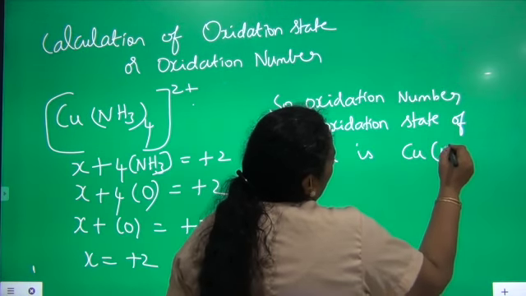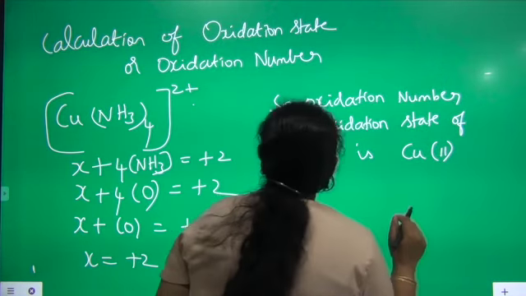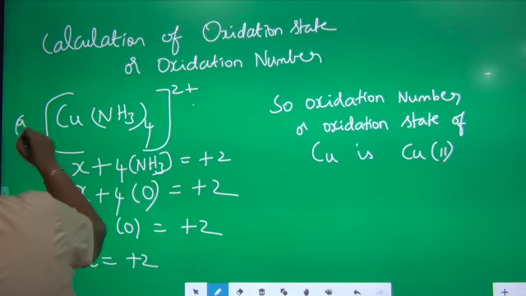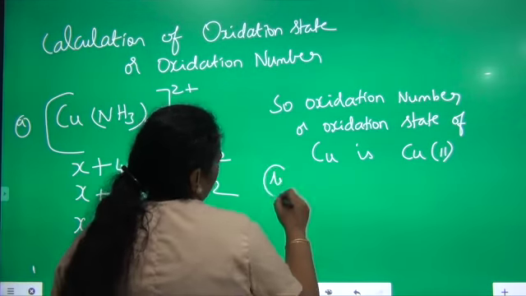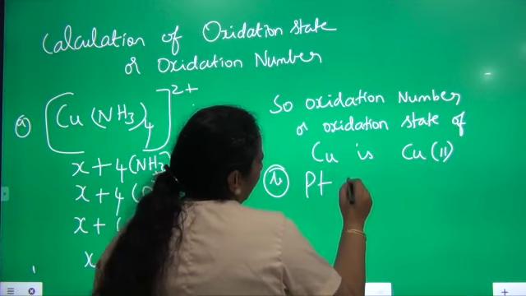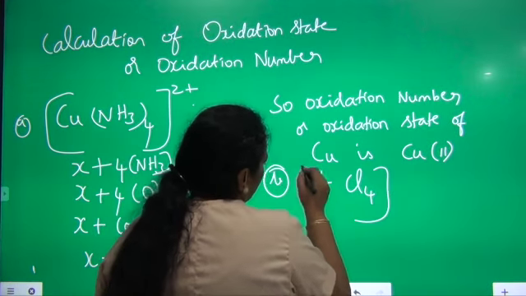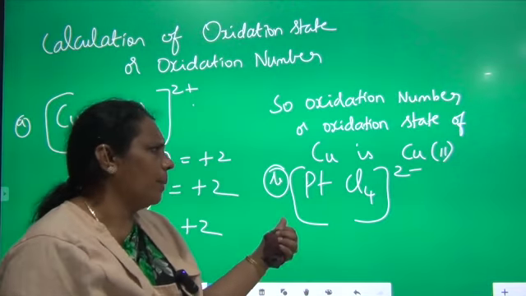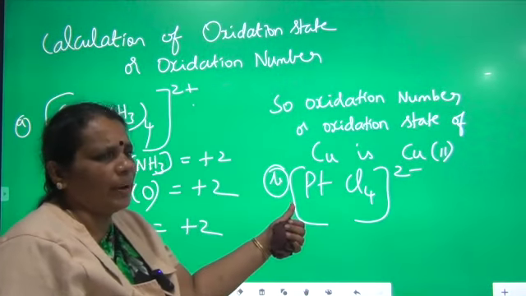Usually it should be written in Roman numeral in parenthesis. So it is copper, so it is plus 2. The next one we are going to say, another example, that is [PtCl4]2-. This is nothing but the tetrachloridoplatinate ion.